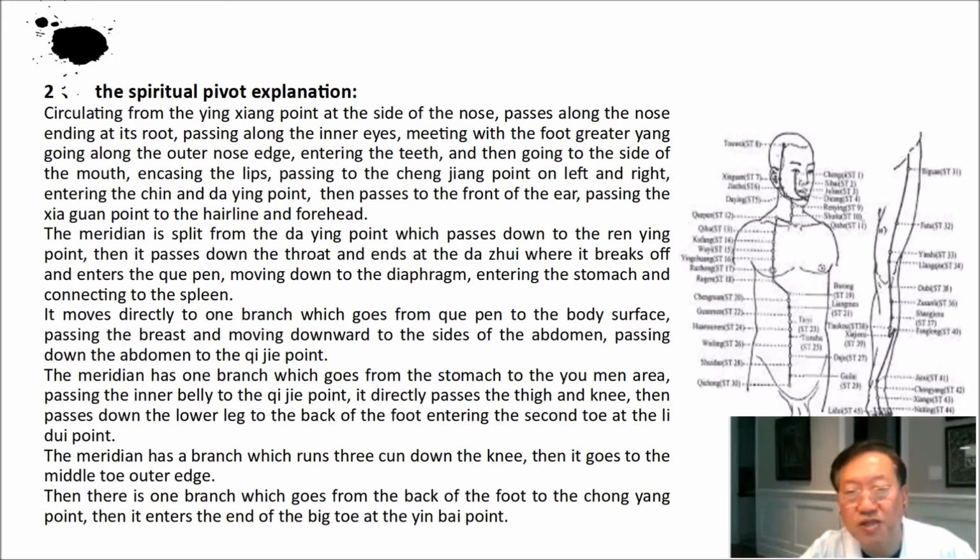The meridian has one branch, which goes from the stomach to the Youmen area, passing the inner belly to the Qijie point. It directly passes the thigh and knee, then passes down the lower leg to the back of the foot, entering the second toe at the Li Dui point. The meridian has a branch which runs 3 Cun down the knee, then it goes to the middle toe outer edge. Then there is one branch which goes from the back of the foot to the Chongyang point. Then it enters the end of the big toe at the Yin Bai point.